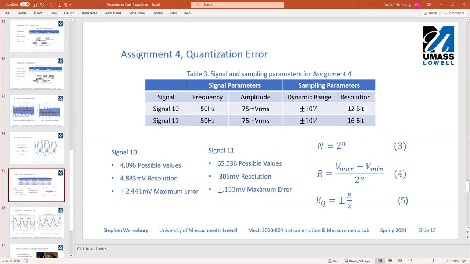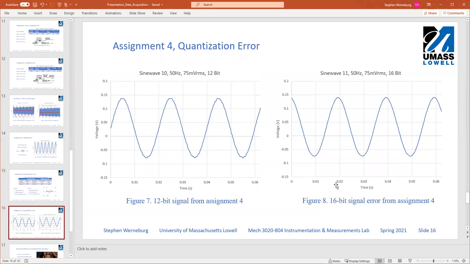And using equations 3 through 5, we can easily determine that signal 11, which is measured with the 16-bit resolution, has over an order of magnitude greater possible values to describe the signal with, compared to signal 10, which used 12-bit resolution. And that also means that the maximum quantization error is more than a whole order of magnitude less than that of the lower resolution measurements. So the results from this assignment are as we would expect.